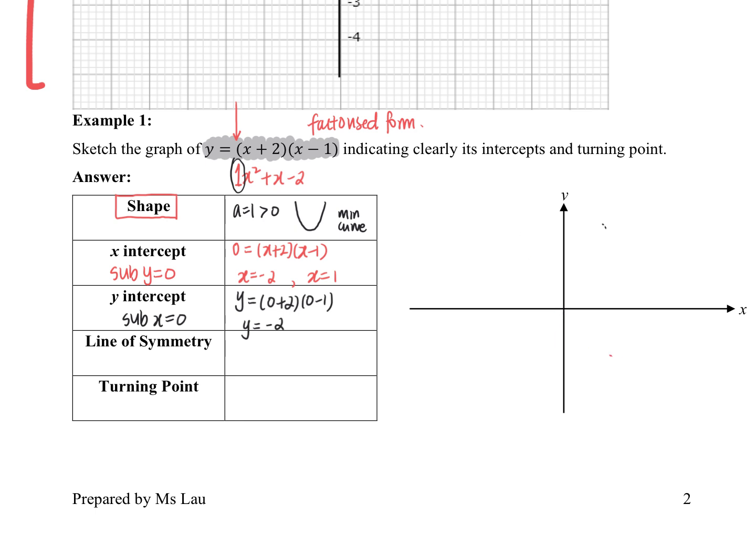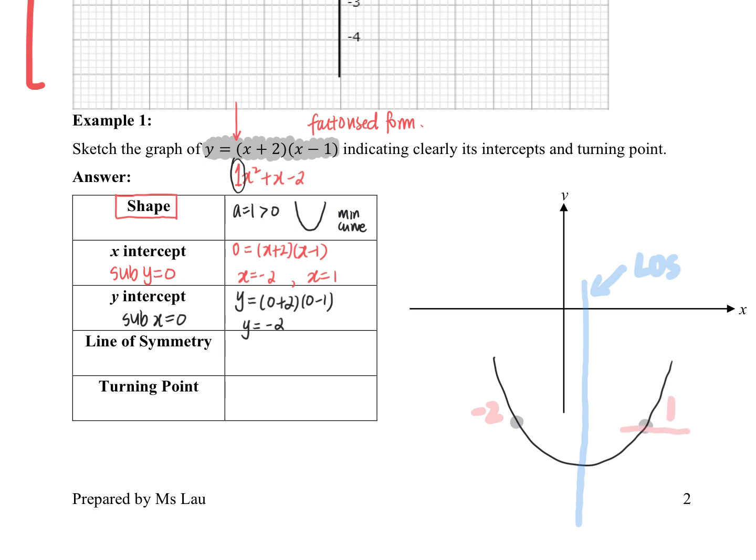So after you have found your x and y intercept, you want to know where is the line of symmetry. So remember, in all parabolas, it will always be symmetrical about the mid value. So that means if I were to draw a middle line here, this line here is the line of symmetry, and it will always be the midpoint between my two x-intercepts. So yeah, it's also the same x value. Let's say these two are my x-intercepts. One of it is at minus 2, the other one is at 1.